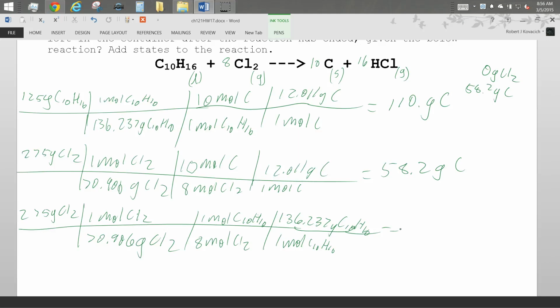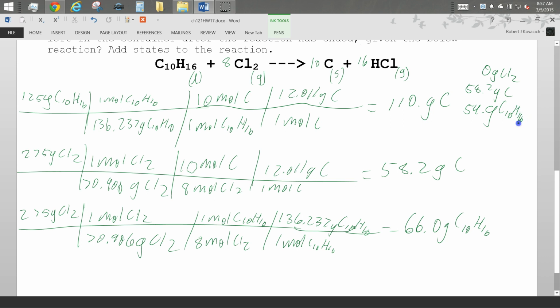And so 275 divided by my 70 number, divided by 8 times my 136 number, and I get 66.0 grams of C10H16. So that's how much I needed to use, but I had 125, so 125 minus 66, and I get 59. So there's going to be 59 leftover grams of C10H16.